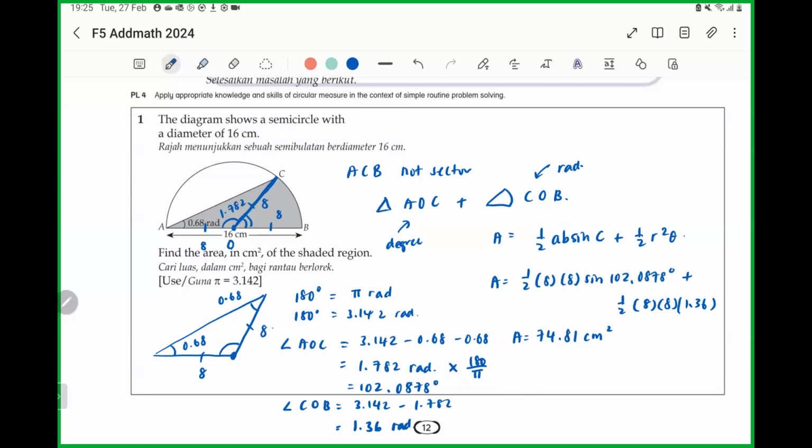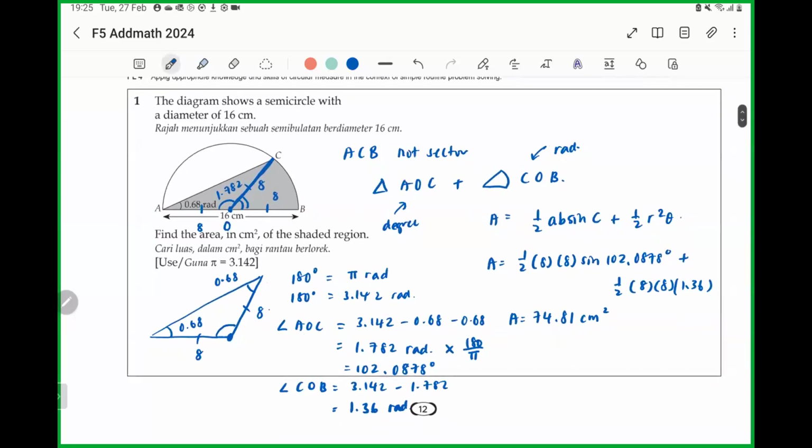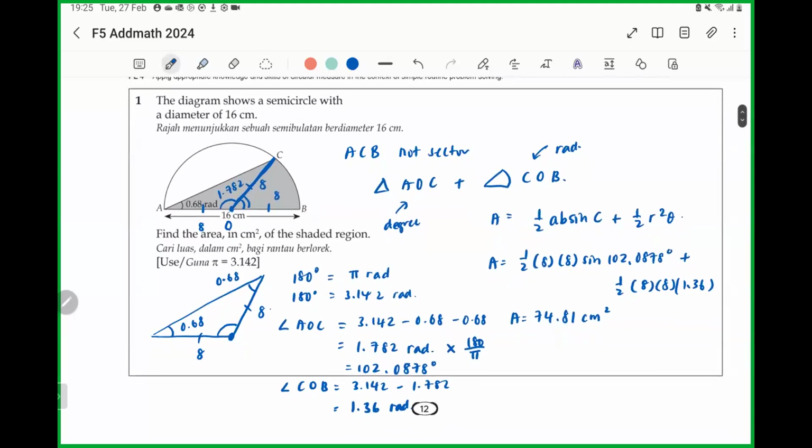Okay, finished already? One more question before we go, question number 2. Go to the next page. If you haven't finished writing, then you can screenshot first. One over 2 base times height is only for right angle triangles.